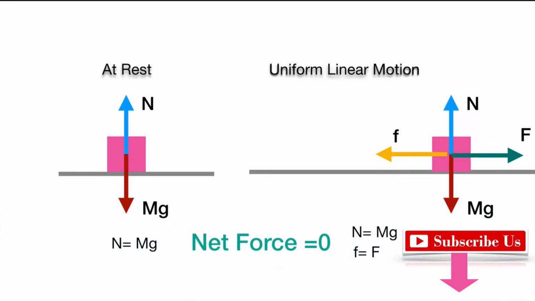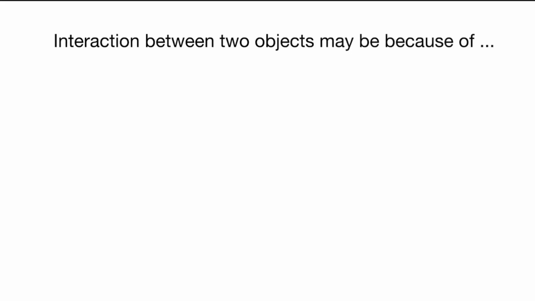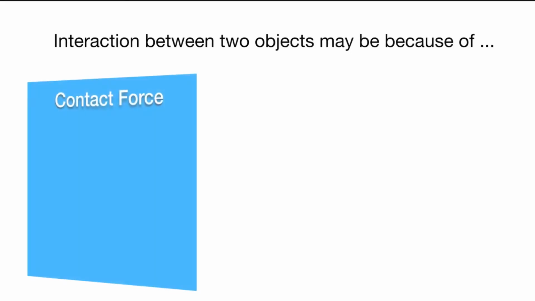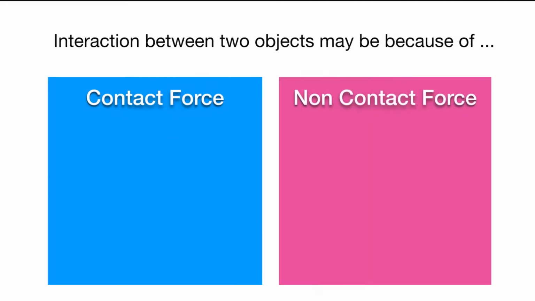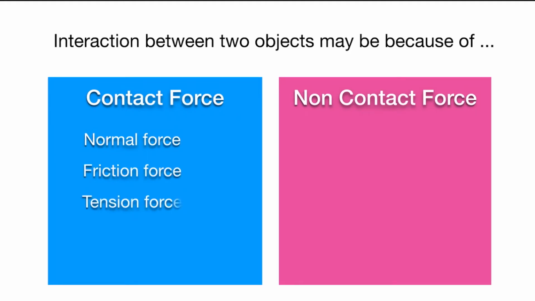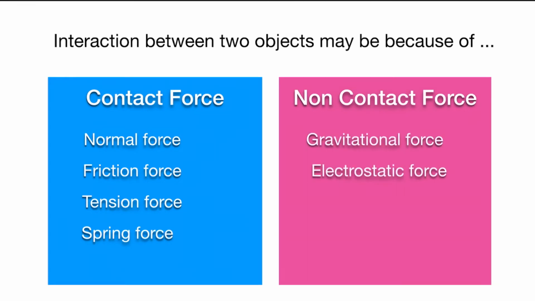The change in the state of rest or uniform linear motion results because of a net external force acting on that object. The external force is caused by an interaction with an object other than itself. This interaction between objects may be because of contact or non-contact forces. Contact forces are normal force, friction force, tension force, spring force, etc., while non-contact forces are like gravitational force, electrostatic force or magnetic force.